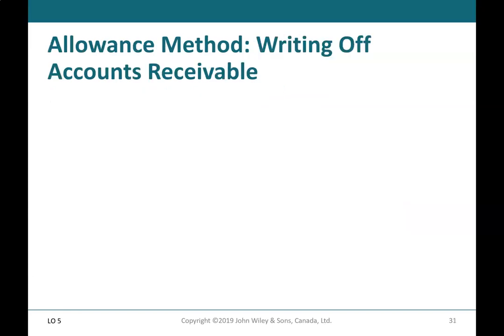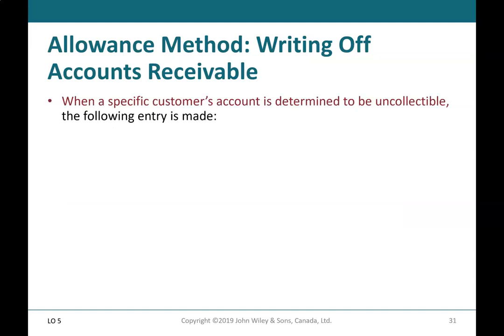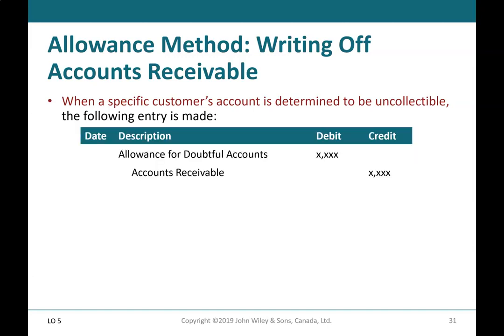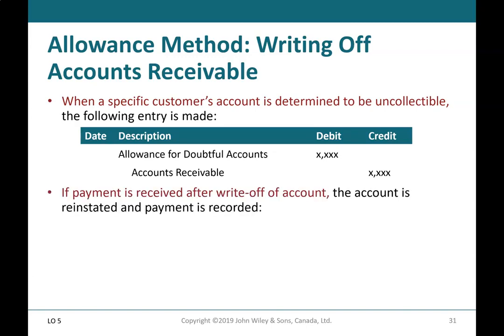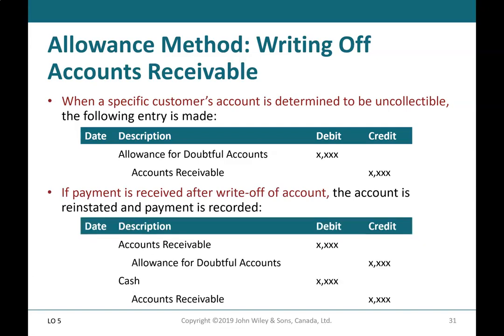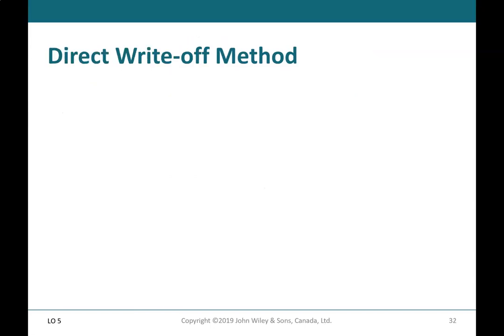Allowance method, writing off accounts receivable. When a specific customer's account is determined to be uncollectible, the following entry is made: debit allowance for doubtful accounts and credit accounts receivable. If payment is received after write-off of the account, the account is reinstated and payment is recorded. Debit accounts receivable, credit allowance for doubtful accounts. Debit cash and credit accounts receivable.